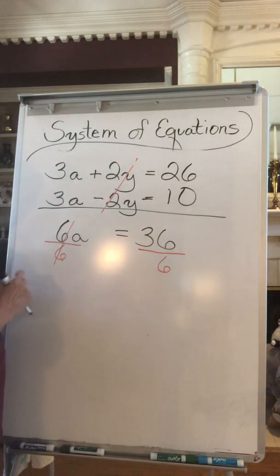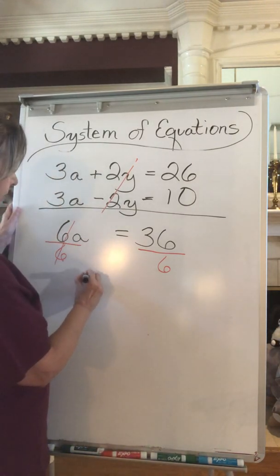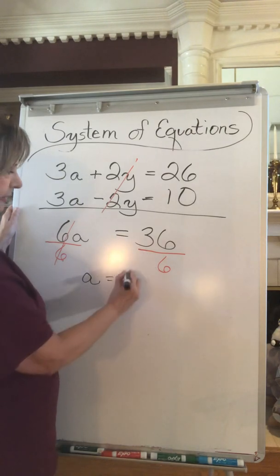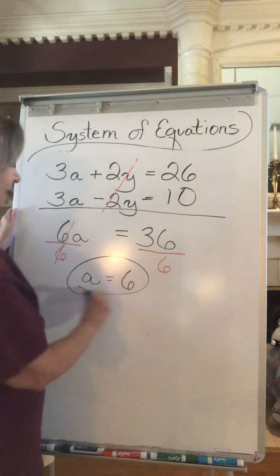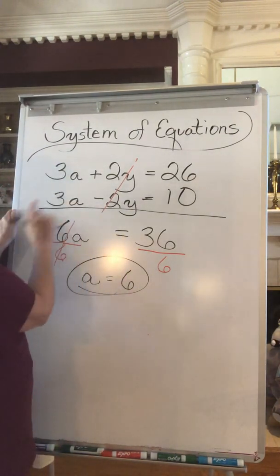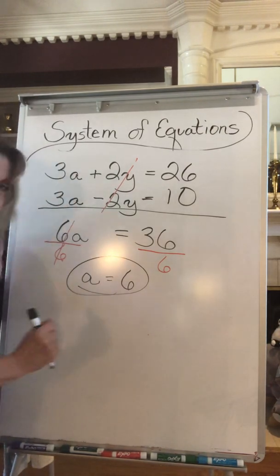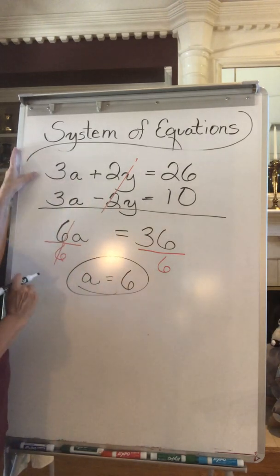So I've gotten rid of my 6 here. I've isolated my unknown a. 36 divided by 6 is 6, because 6 times 6 is 36. So now I know that a represents the amount of 6. Now I need to see what y is. What does y equal?